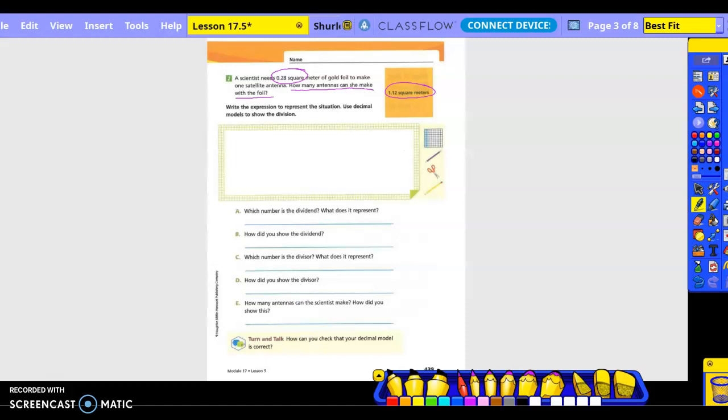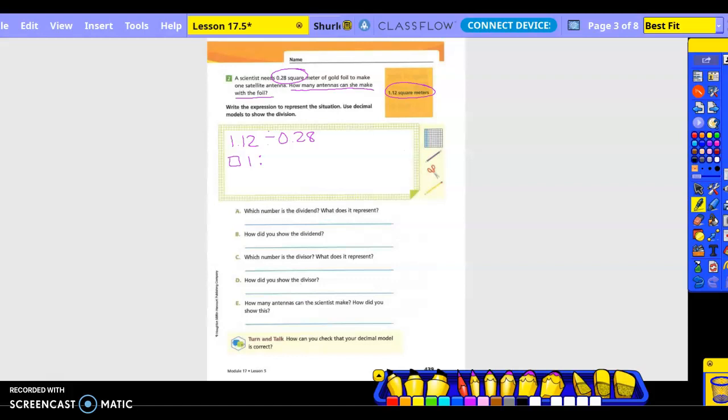So what's the equation? So what's our total or what's our dividend? 1.12 divided by what's our divisor? 0.28. Okay. How am I going to represent 1.12? 1 flat, 1 long, and 2 small cubes. Okay. Now, am I going to be able to have equal groups with 28 in each one? No. Okay. So, what am I going to have to convert?